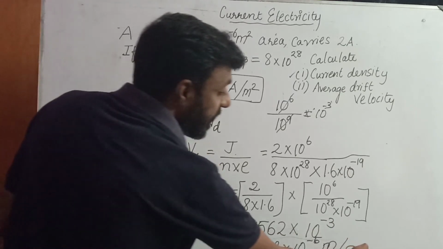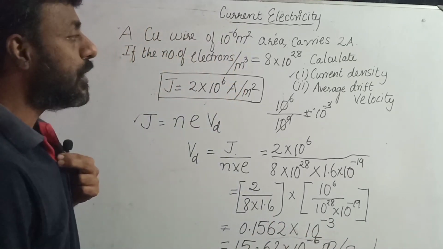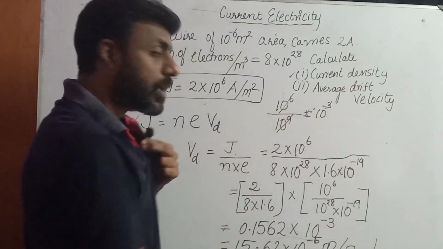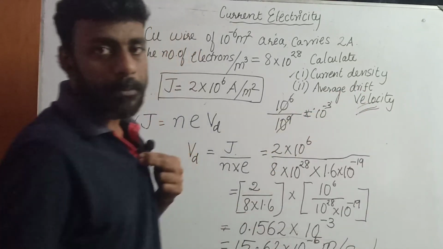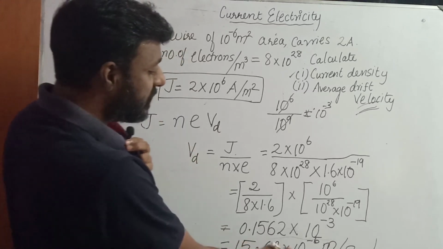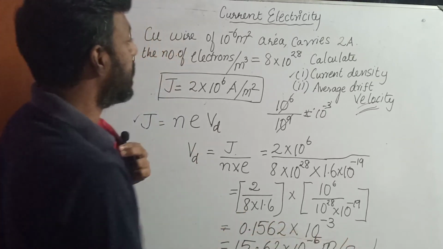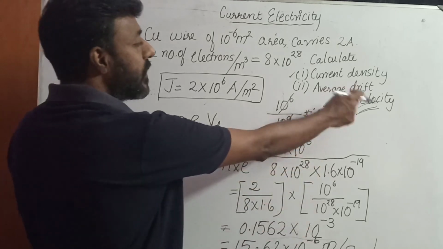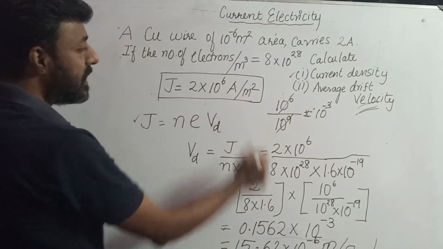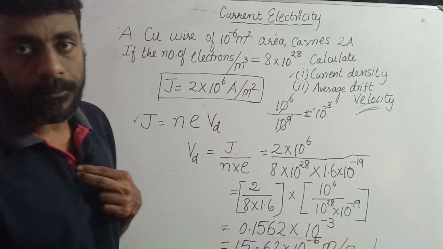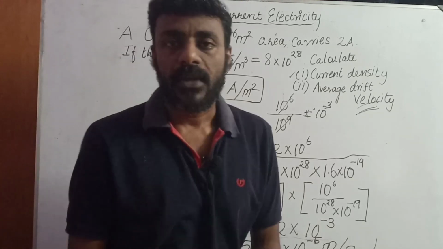Why am I putting meter per second? Because they are asking me to find the average drift velocity, and since the word velocity comes, the unit will be meter per second. So 15.62 into 10 to the power minus 5 meter per second is the value of average drift velocity, and for current density the value is 2 into 10 to the power 6 ampere per meter square. That's all guys. Thank you.